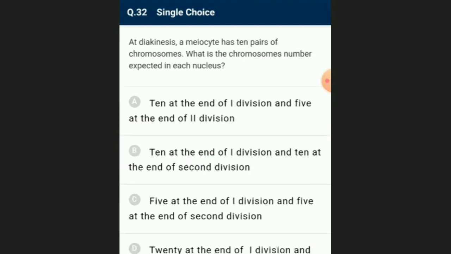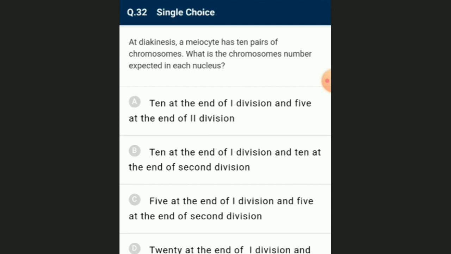Question number 32. At diakinesis, a meiocyte has 10 pairs of chromosomes. What is the chromosome number expected in each nucleus? Meiosis has two steps, meiosis 1 and meiosis 2. Meiosis 1 is the reductional division. After completion of meiosis 1, only half the number of chromosomes are present in the daughter cells compared to mother cells. Meiosis 2 is the equational division. It does not cause any change in the number of chromosomes in the cells.